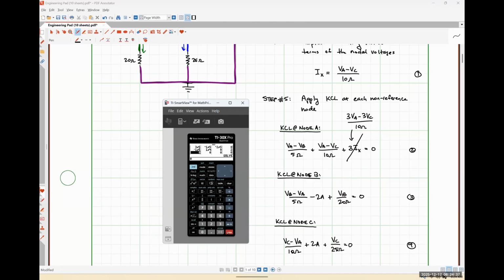Now we're down to our KCL at node C equation. So what's our coefficient for VA? Oops, I must have typed that in poorly. My coefficient for VB is 0 because there aren't any VB terms here. My coefficient for VC, 1/10 plus 1/25. My constant term here is going to be negative 2 when I move that 2 amps over to the right-hand side of the equal sign.